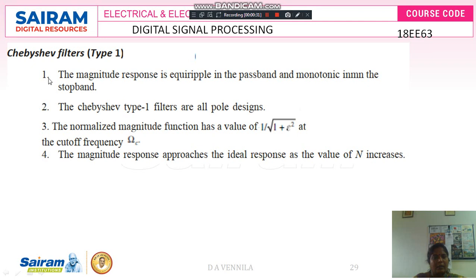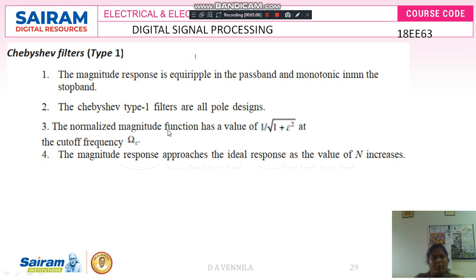Here the magnitude response is equiripple in the pass band and monotonically decreasing in the stop band. The Chebyshev type 1 filters are all-pole designs. Here all the poles will be present. The IIR filter, I told you, is a recursive filter. So all the poles will be present, that is nothing but in the transfer function the denominator equation will be there.